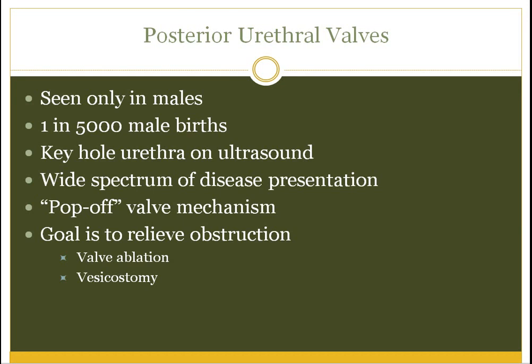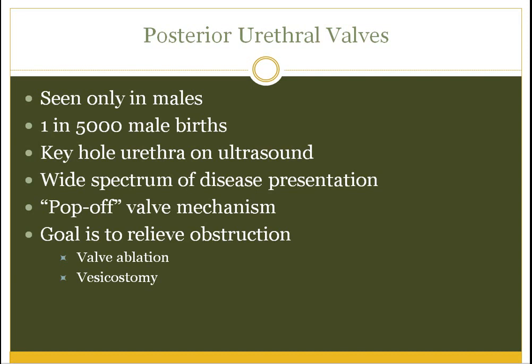Posterior urethral valves, commonly seen in males, occur in about 1 in 500 male births. There is a keyhole appearance of the urethra on the ultrasound, and I will show you what exactly that looks like. A wide spectrum of disease presentations can be there. It acts like a pop-off valve mechanism, meaning it won't let any urine flow out from the bladder.